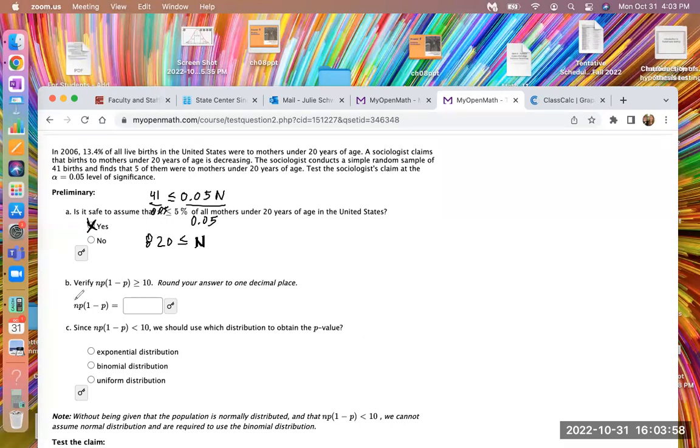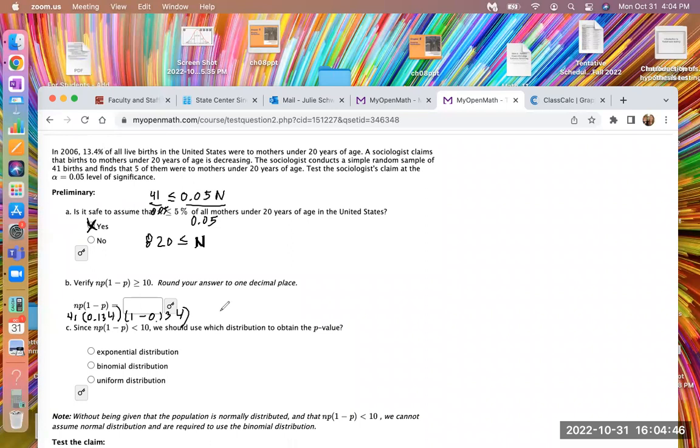Anyways, that's good. Then it says verify that n times p times 1 minus p is greater than or equal to 10. So what is n times p times 1 minus p? The n here is the sample size, which is 41. The p here is the proportion, what we believe the population proportion to be, which is 13.4%. That's turned to decimal 0.134, and then 1 minus 0.134.